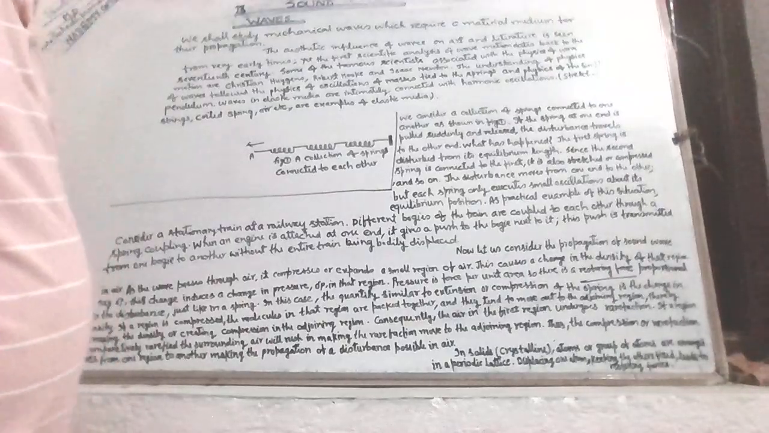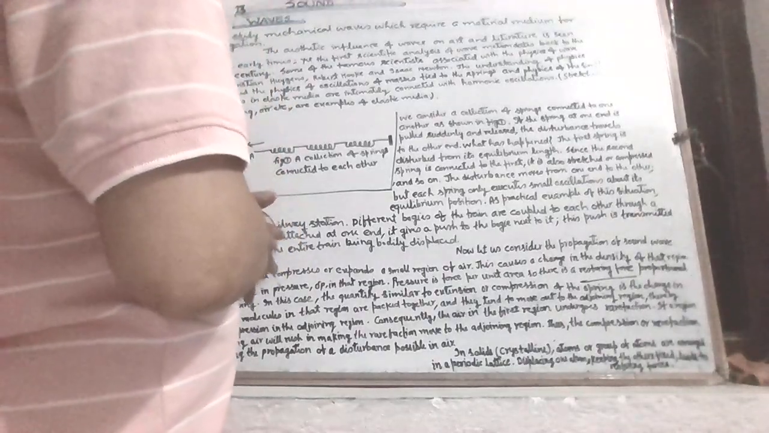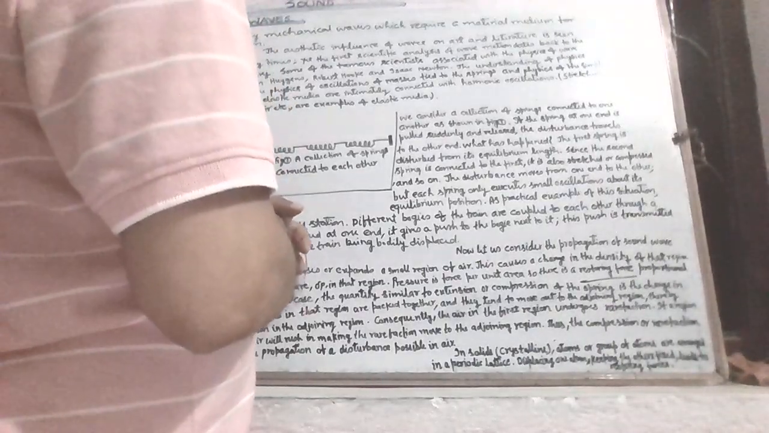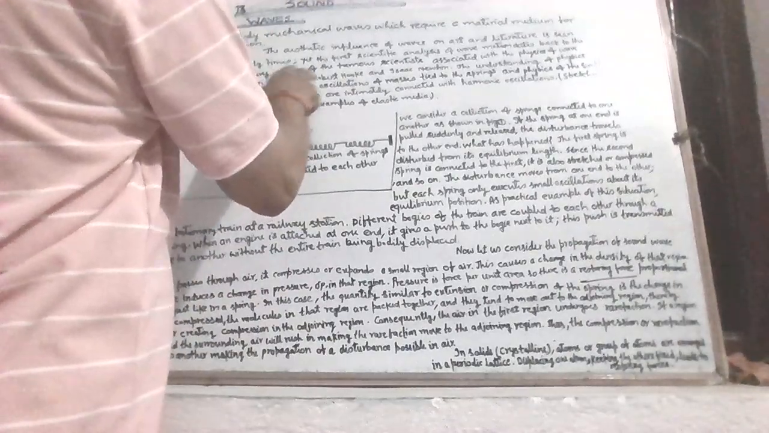The first scientific analysis of wave motion dates back to the 17th century. Some of the famous scientists associated with the physics of wave motion are Christian Huygens, Robert Hooke, and Isaac Newton.